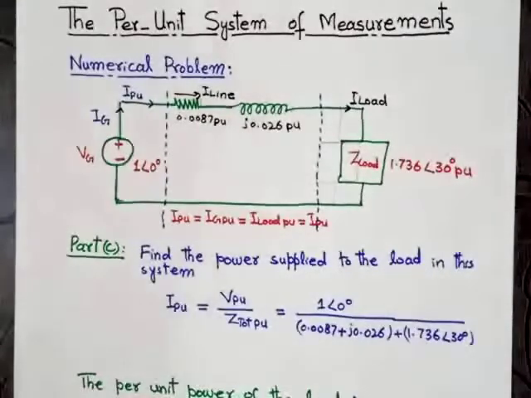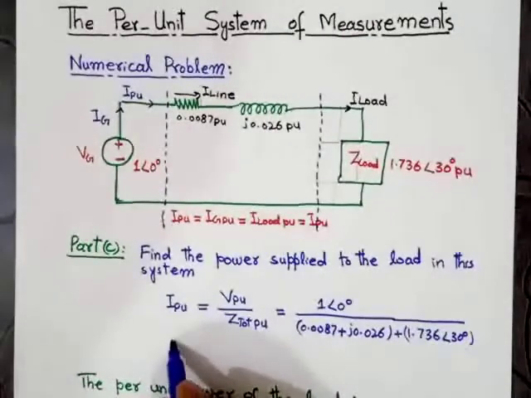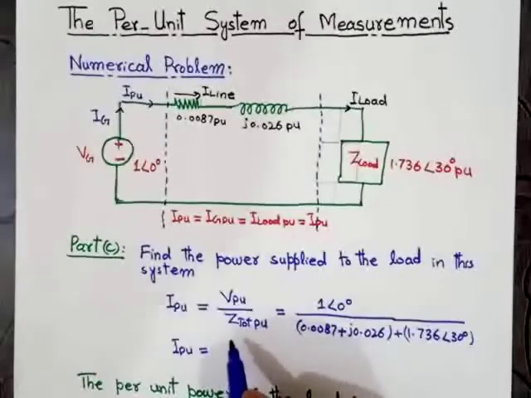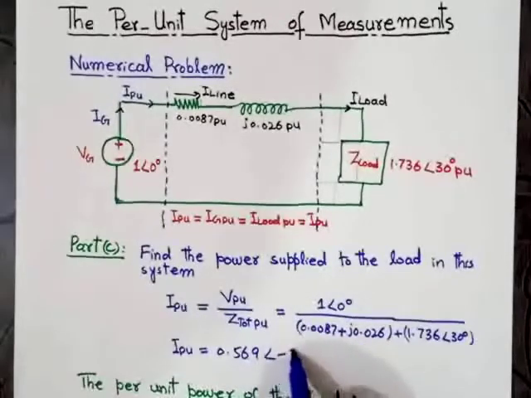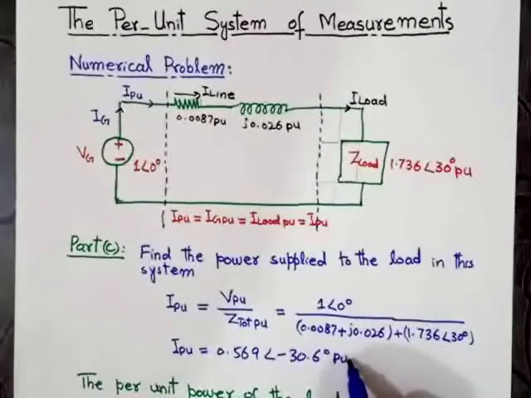After solving this equation, we get the value of current in per unit equal to 0.569 angle of minus 30.6 degrees per unit. So this is the per unit value of the current. By using this current, we can find the per unit power of the load.